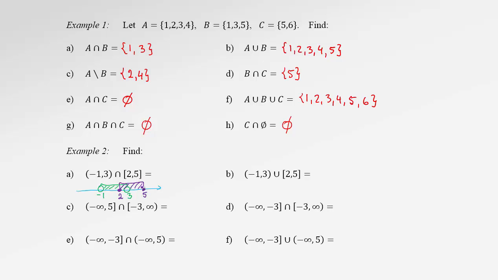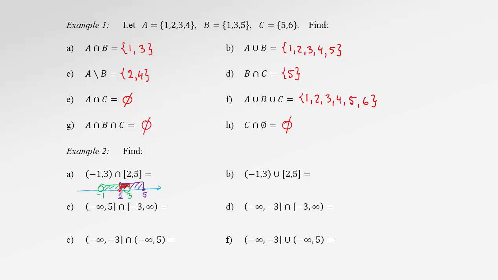Okay. Now, what's the common part, the intersection of these two? Well, let's mark it in red. Those are the points that are marked in green and in purple. So that's the set from 2 to 3.